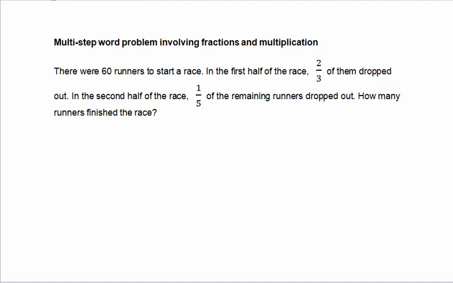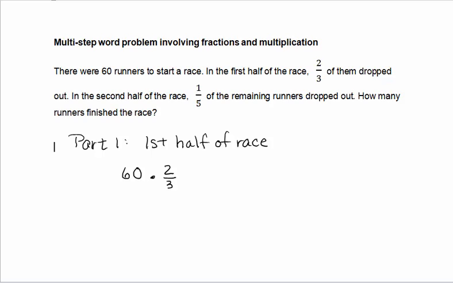Okay, so let's see. We have two parts to this problem, right? There's the first half of the race. So part one, let's do part one. So that's the first half of the race. We start off with 60 runners, right? And we say that 2/3 of them drop out. So how many of them drop out?